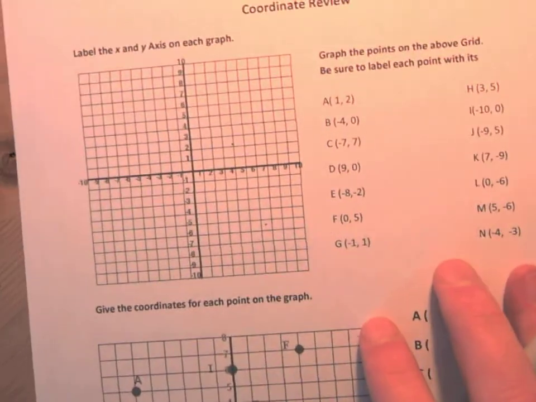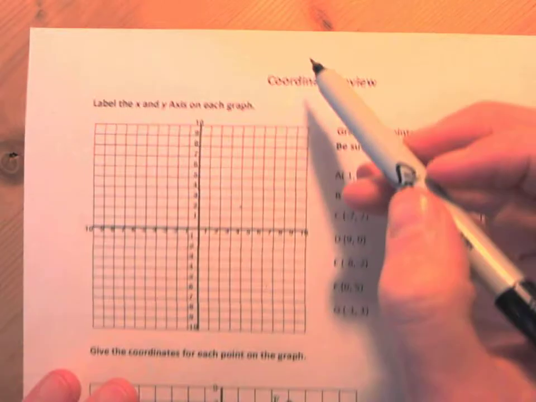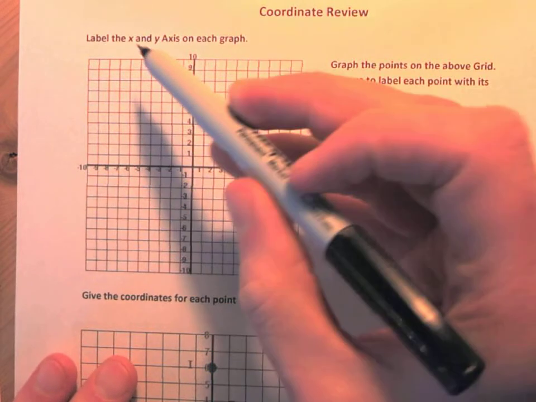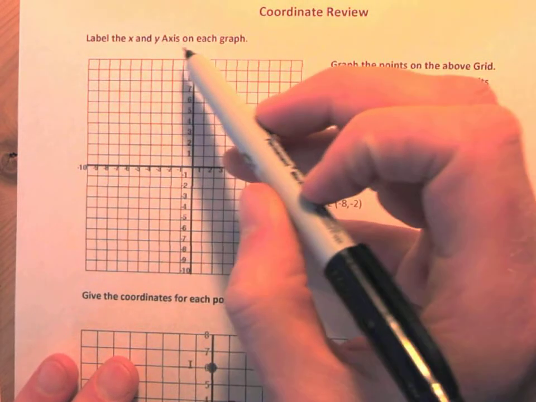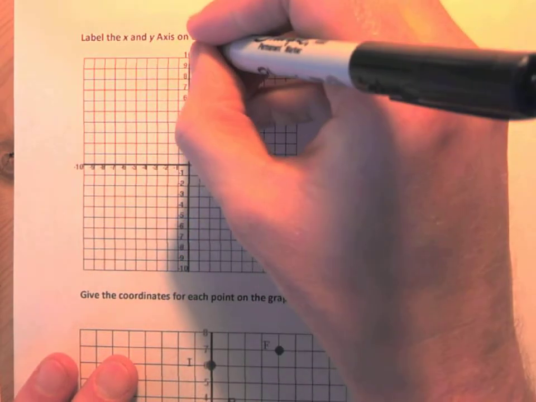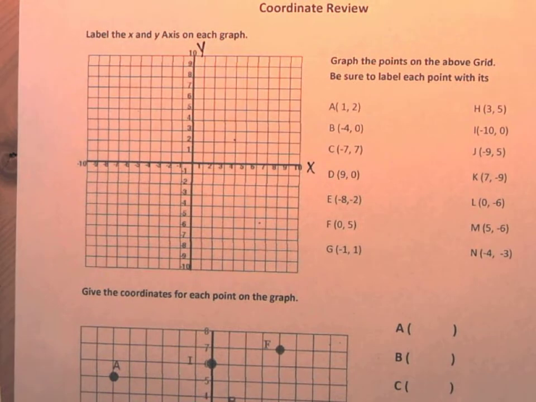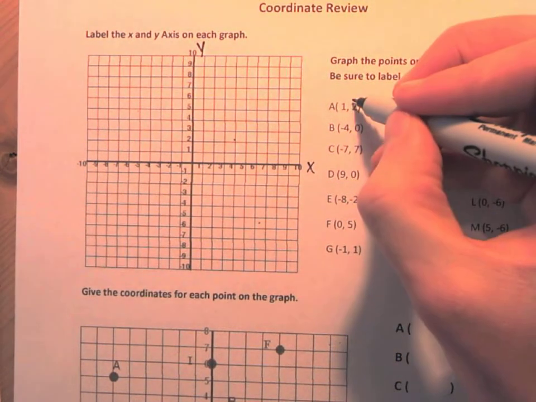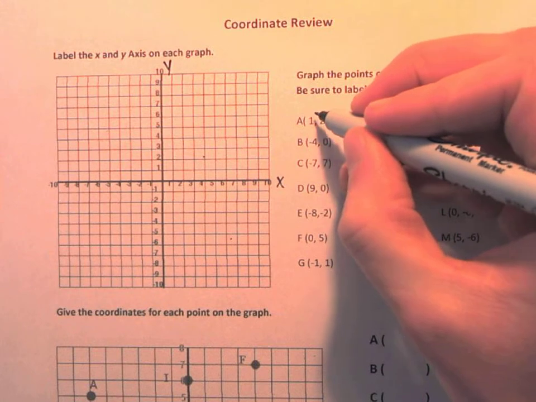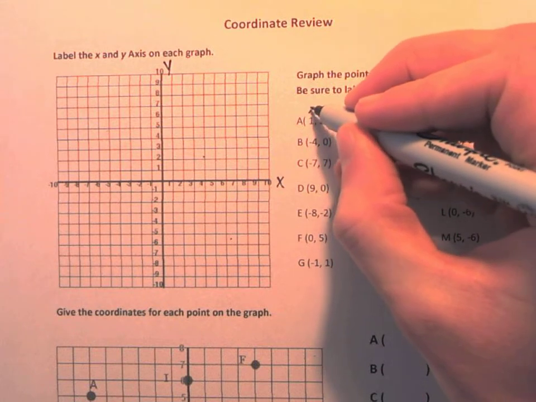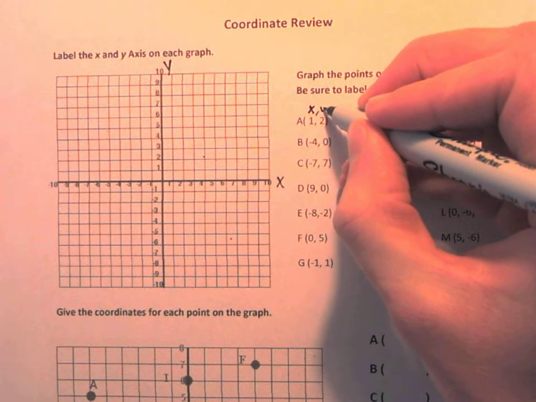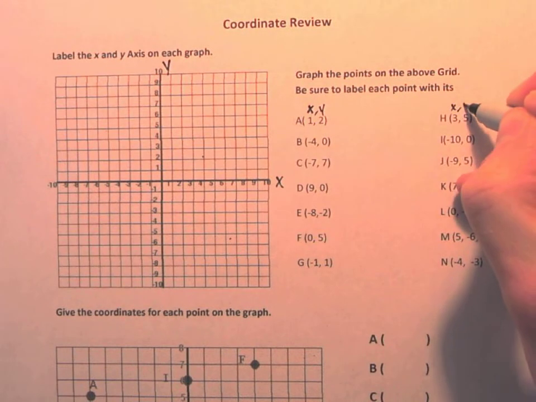Last part of this, coordinate review. If you know this part really well, you can skip over it. Label x and y axis on each graph. So we know y is always the vertical one, the up and down one, and the x is the horizontal one, the sideways one. That's always the case. So here, you know that when you have a coordinate point in brackets with a comma, the first one's your x, the second one's your y. First one's your x, the second one's your y.